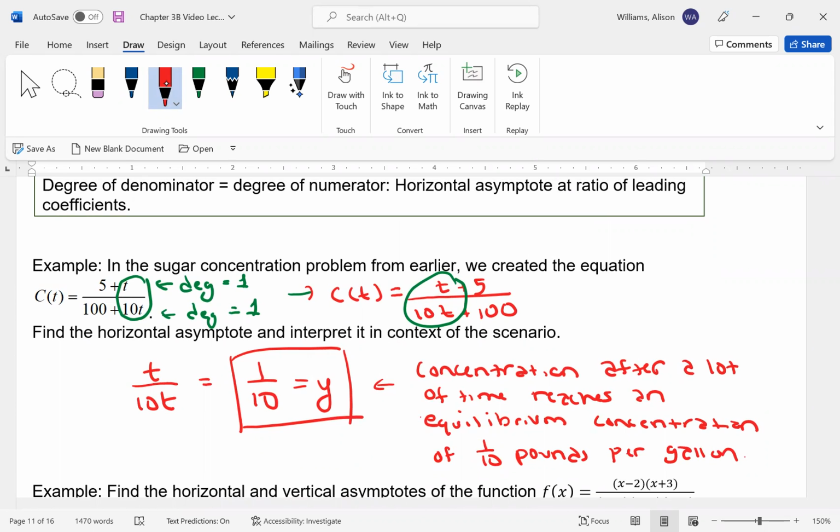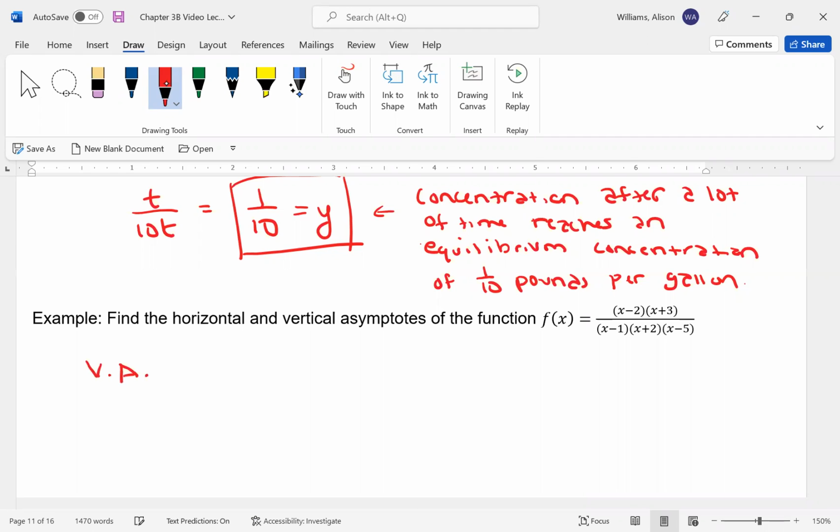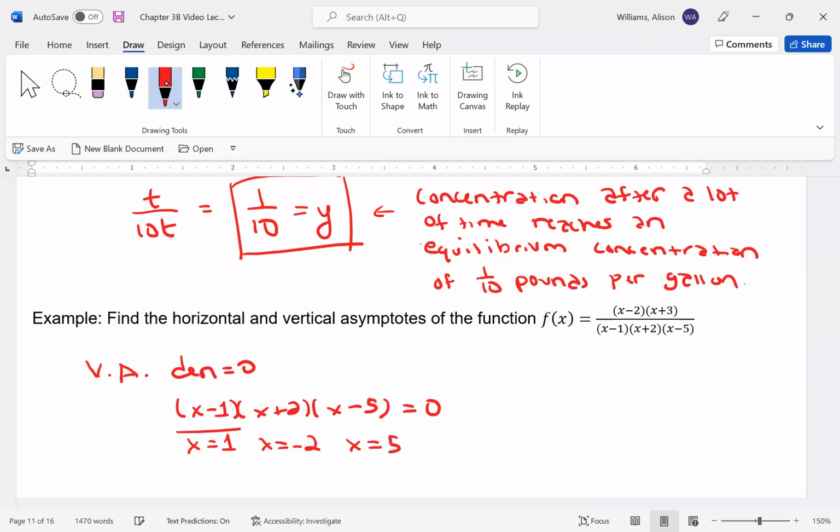All right, let's look at another example. Find horizontal and vertical asymptotes. Okay, now this one's already factored, which is so nice. Let me take a second, make sure none of the factors are going to cancel, which would mean we would have a hole in the graph. None of them do. So we can just go ahead and for the vertical asymptotes, we're going to set the denominator (DEN) equal to 0. So that means x minus 1, x plus 2, x minus 5, all equal to 0 is going to give me x equals 1, x equals -2, and x equals 5. So we have 3 vertical asymptotes.